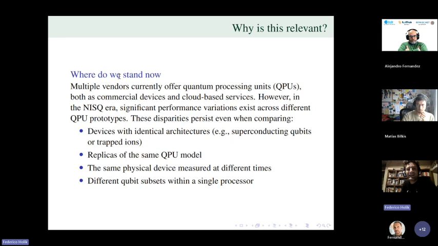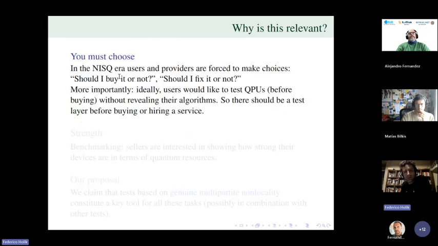At the same time, the same physical device will display differences in performance at different moments of time. So you need to calibrate it all the time, every day. Some devices are calibrated after each run of a shot. And of course, different qubit subsets within a single processor might perform differently. So you need to know how things are working. And if you are going to run your algorithms, you need to know which are the qubits, or the sets of qubits, that are best performing. And then you must choose.